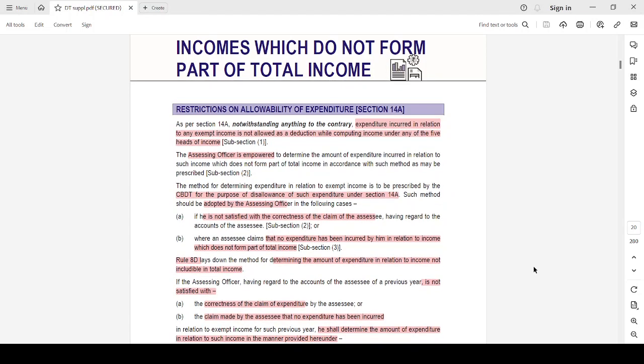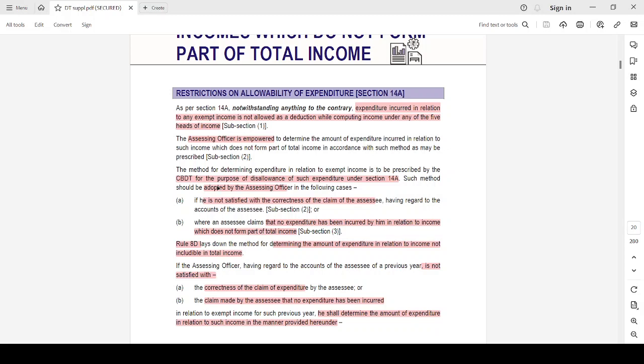Okay, who will suggest the method of determining the expenditure? The CBDT will do it. The method of determining the expenditure in relation to exempt income is to be prescribed by CBDT for the purpose of disallowance of such expenditure under section 14A. Such method should be adopted by the assessing officer in the following cases: when the assessing officer is not satisfied with the correctness of the claim of the assessee having regard to the accounts of the assessee. He has checked the accounts of the assessee and comes to a conclusion or decision, or he is not satisfied with the correctness of the claim.